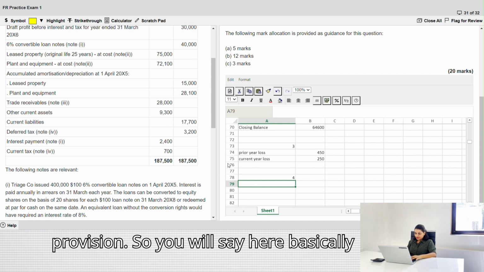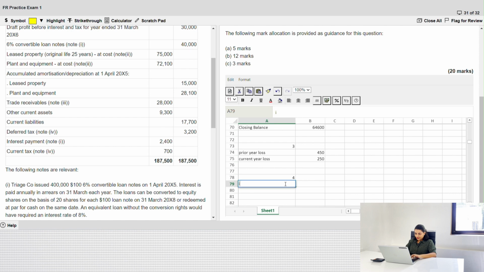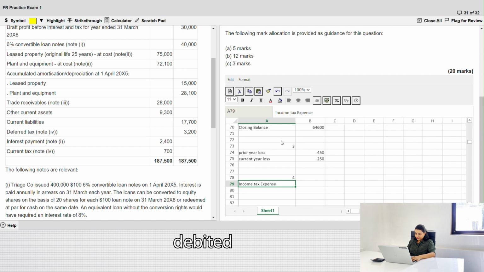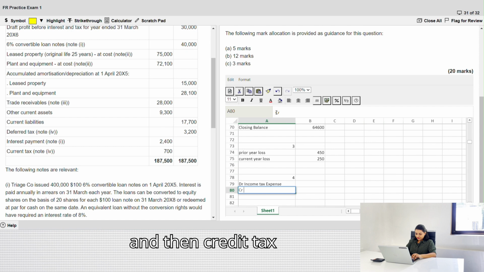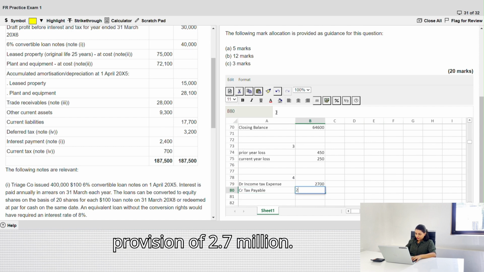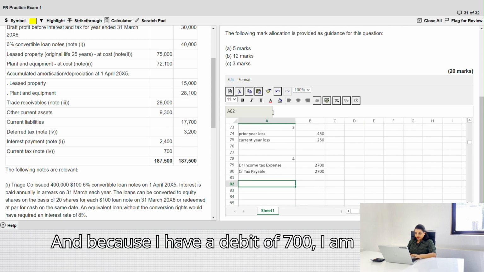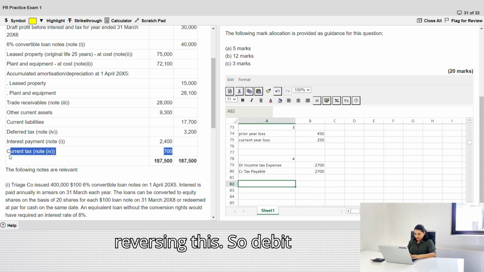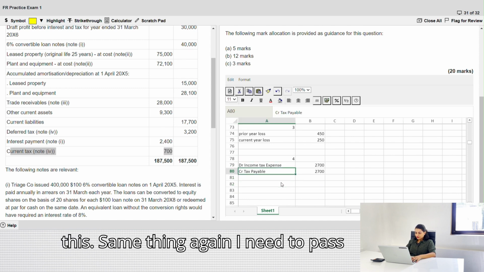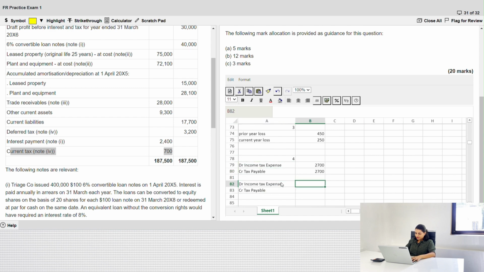So you will say here basically income tax expense and your tax payable account. Okay, so this will be debited and then credit tax payable account. So I need to create a provision of 2.7 million, and because I have a debit of 700, I am reversing this. So debit balance will get reversed if I credit this. Same thing again, I need to pass 700.